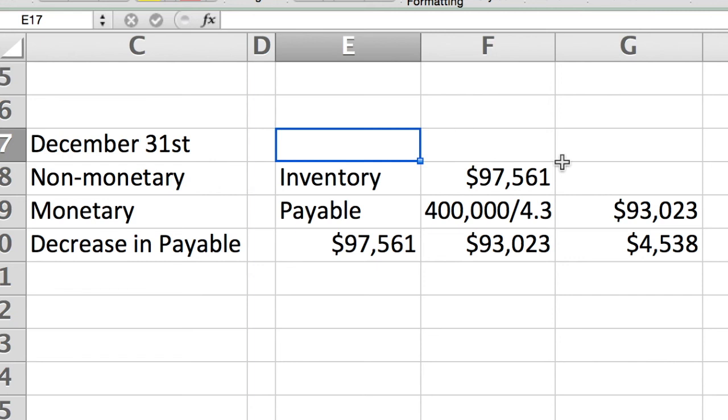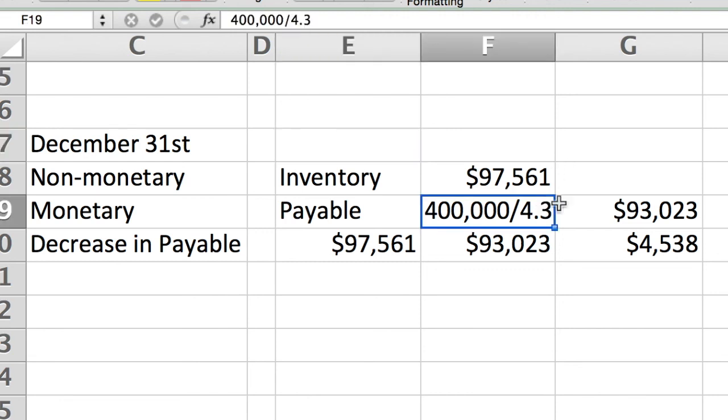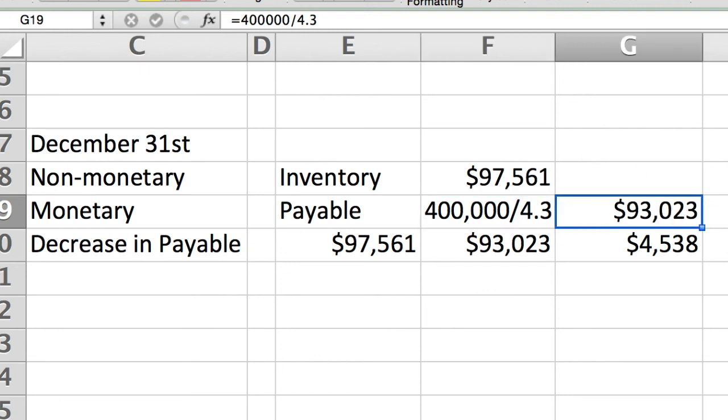However, for a monetary liability, which is accounts payable, when we had that original transaction of 400,000 dinar, we used the exchange rate of 4.1. Now we're using the exchange rate 4.3 because that is the exchange rate that coincides with December 31st. 4.1 was the exchange rate for December 1st. So because of this, we're going to have a different number now that's $4,538 less than what we would have originally had of the 97,561. The reason that we have to make this adjustment is to make sure we accurately portray the profit or loss that we have from changing exchange rates.